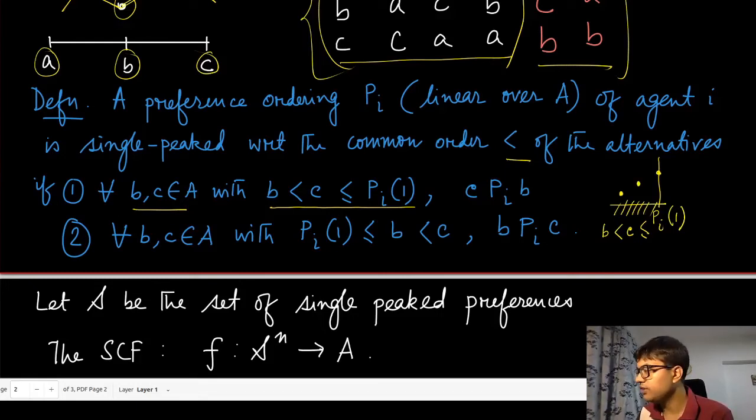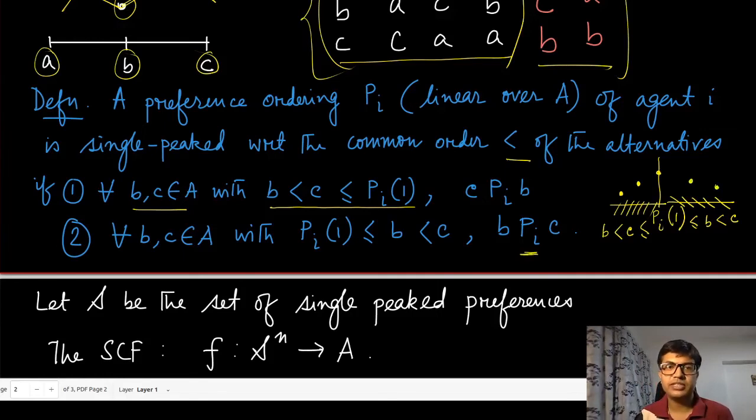Similarly, on the right hand side, the other direction: if B is larger than or equal to Pi1, and smaller than C, then B will be more preferred than C under this preference profile Pi. Then Pi is going to be a single peaked preference. So this is a more formal way of defining that.